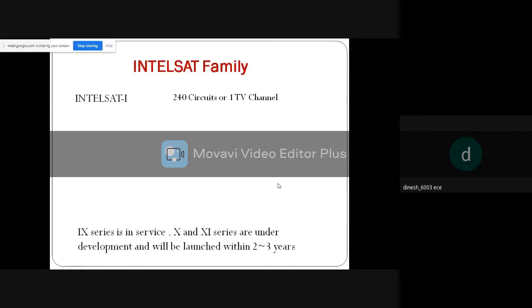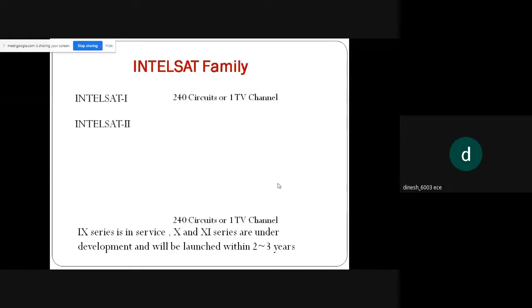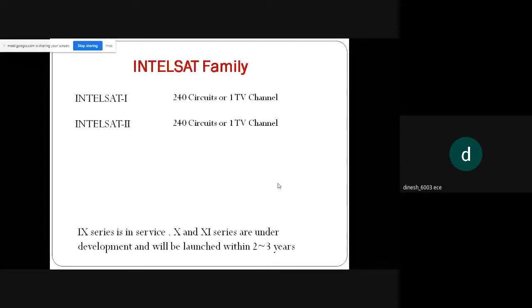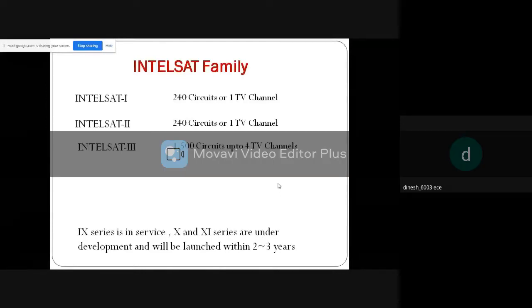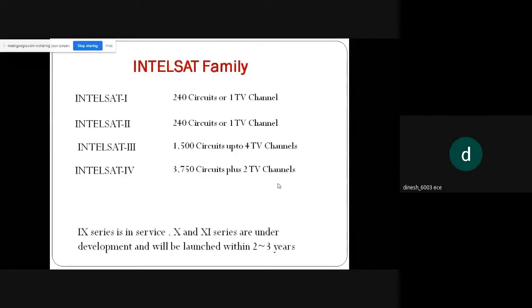Intelsat 1 was used for the 40 circuits or one television channel. Intelsat 2 was used for 240 circuits or one television channel. Intelsat 3 was given for four television channels with 1500 circuits. Intelsat 4 was given for 3750 circuits with two television channels.